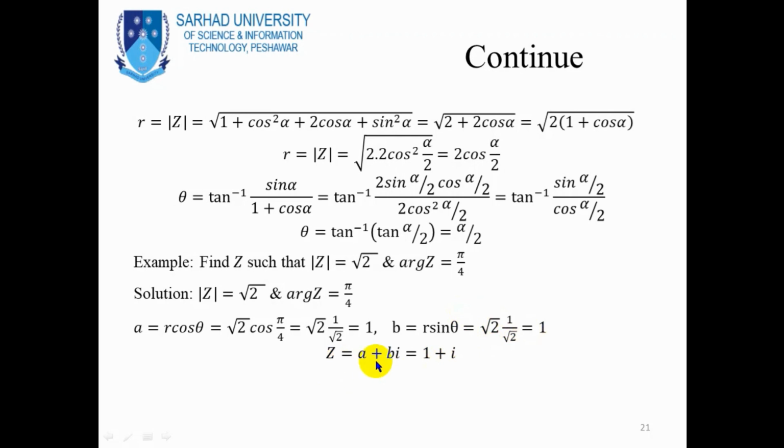So z is equal to a plus iota b. The a value is 1 and the b value is also 1. So z is equal to a plus iota b, which is equal to 1 plus iota 1.